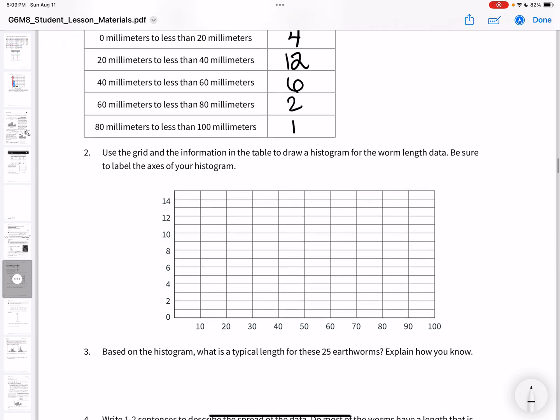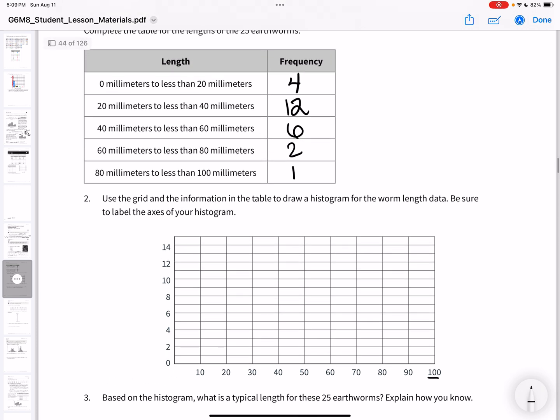Use the grid and the information in the table to draw a histogram for the worm length data. Be sure to label the axes of your histogram. All right, so the 0 to 100, is that the number of earthworms or their length? Well, our length says 0 to 100, so I would say this is the length.